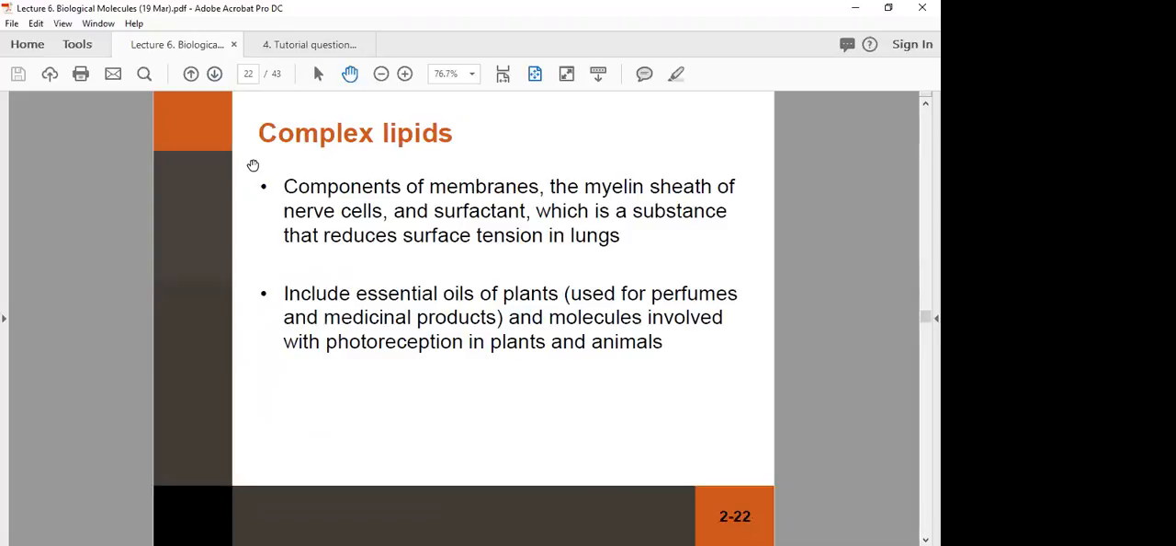Moving on now to complex lipids. Complex lipids are critical as they form components of biological membranes. When we say biological membranes, we're referring to membranes that enclose cells of every living organism, whether they're plant cells or animal cells, or if we're talking about a yeast cell. All cells of living organisms are enclosed in these special membranes, and complex lipids feature very heavily in these membranes.